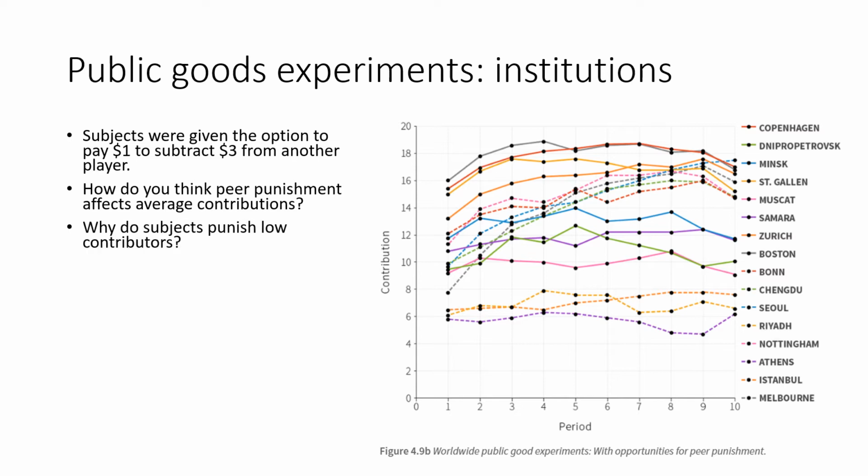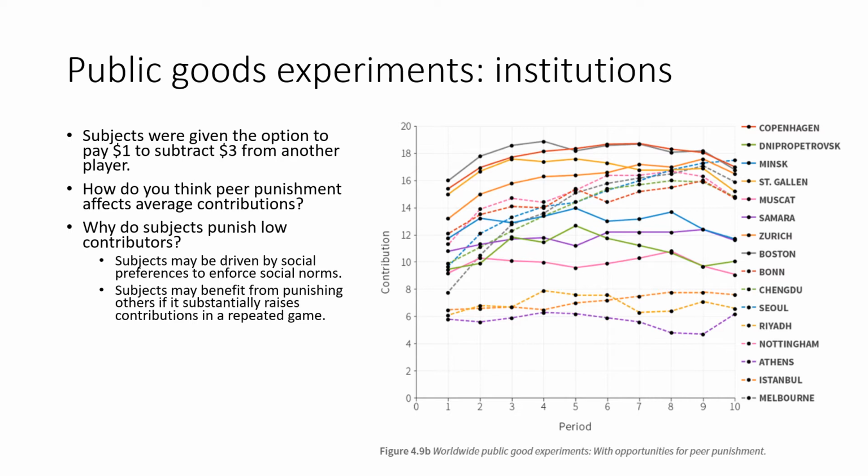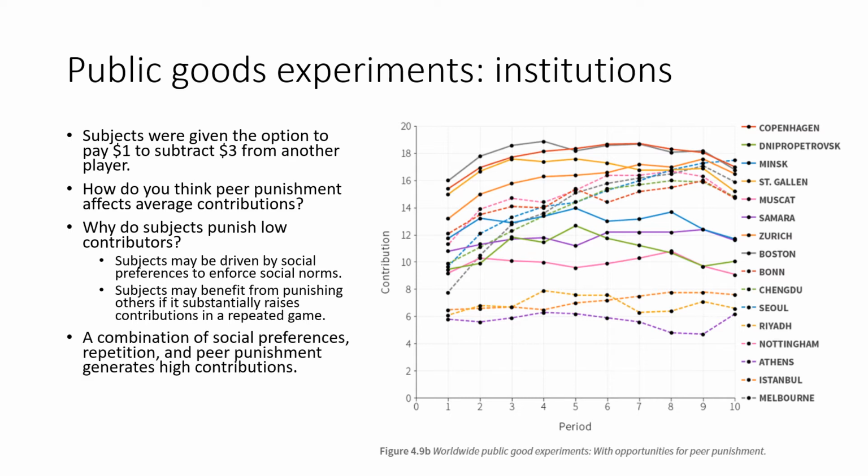Why do subjects punish low contributors? This can be because subjects may be driven by social preferences to enforce social norms, or subjects may benefit from punishing others if it substantially raises contributions in a repeated game. A combination of social preferences, repetition, and peer punishment generates high contributions. And sometimes we see that the government punishes bad behavior, of which you're going to see some examples in your homework 1.4d.